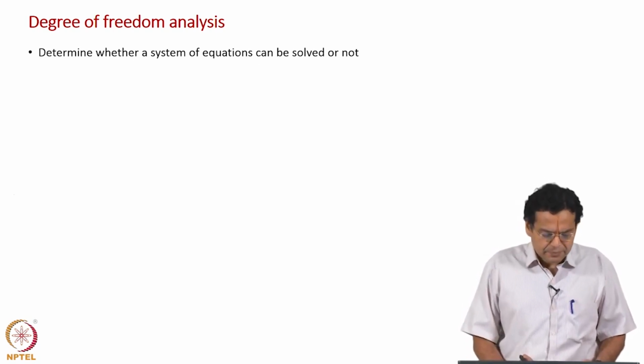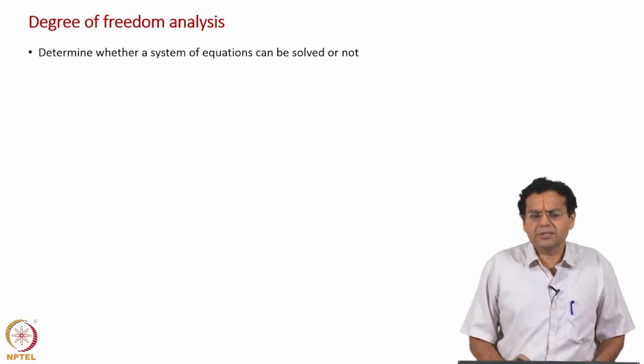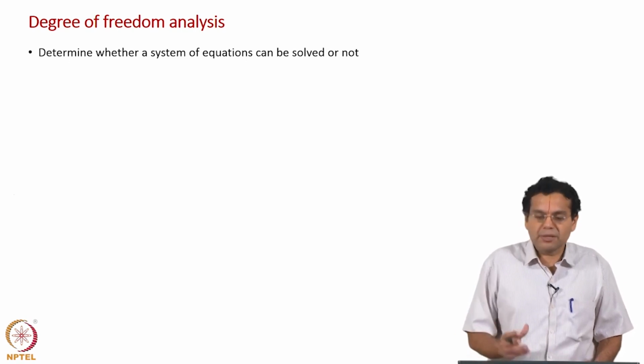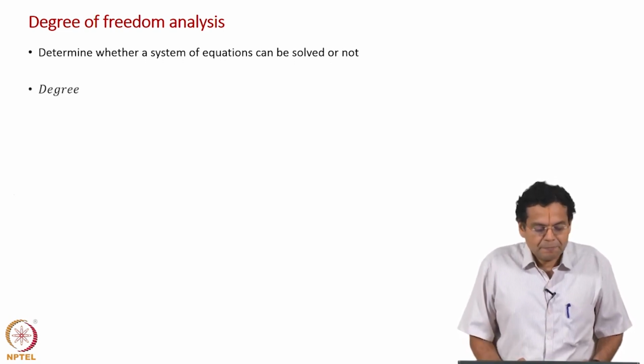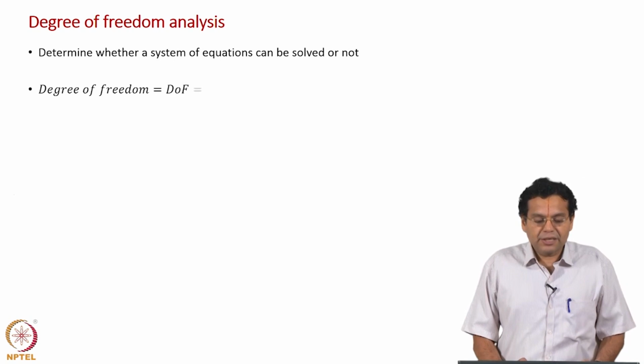In fact, the Gibbs phase rule, which all of us are familiar with, is F equals C minus P plus 2, where C is the number of components and P the number of phases. That is also an application of degree of freedom analysis. Of course, that is in terms of intensive variables. Now, how do you define degree of freedom?